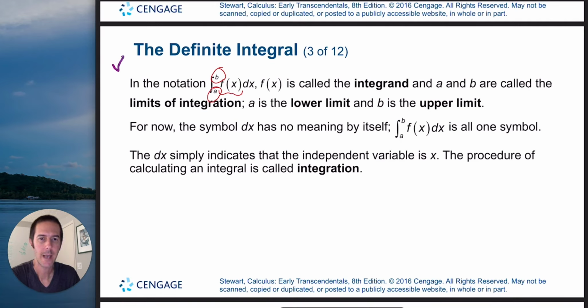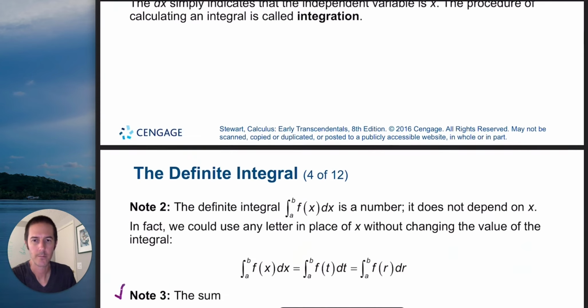Don't worry about dx, except for the fact that it means that we're taking the integral with respect to x. It means that x is our independent variable, like y equals 3x minus 4. x is the independent variable, y is the dependent variable. So pulling out some vocab from a little ways back, probably, the procedure of calculating an integral is called integration.